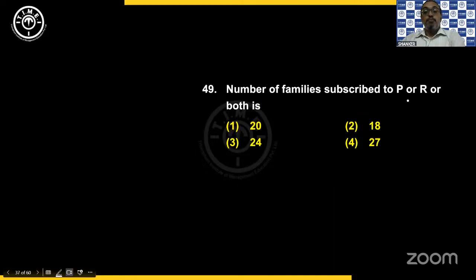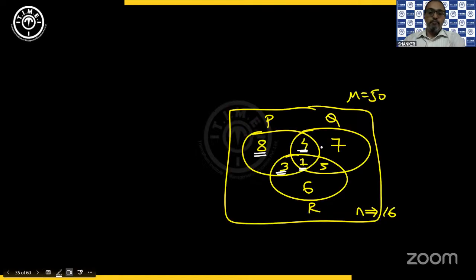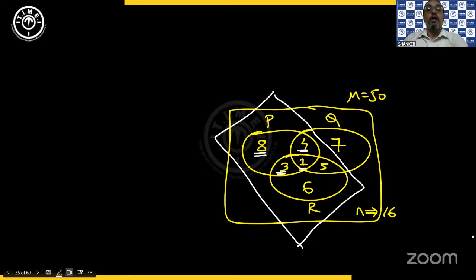Then number of families subscribe to P or R or both. Now see, he wants P or R or both. When you look at the diagram, P or R or both, that means you will have to consider all these values. He never mentioned not Q. If he had mentioned not Q, then I will remove 4, 1 and 5 because they are inside Q. But now he's not mentioning anything. So that means basically 7 and 16 I have to ignore.